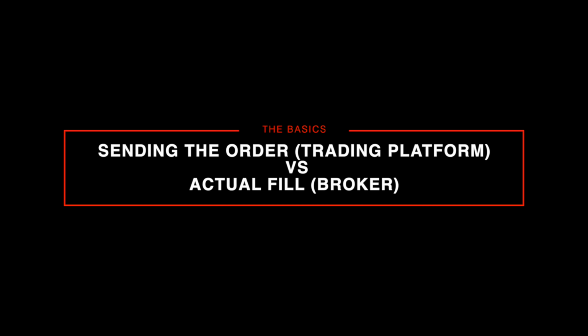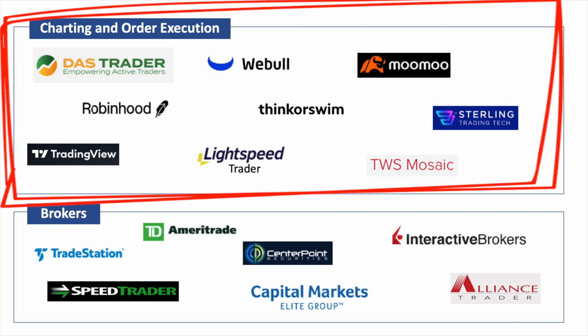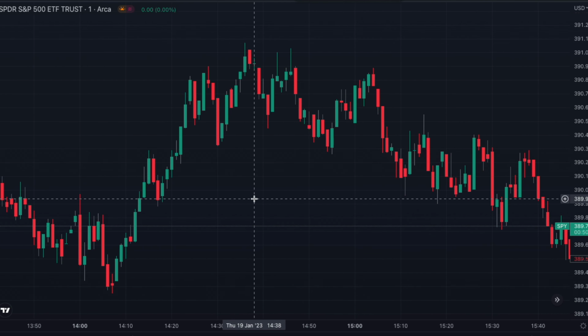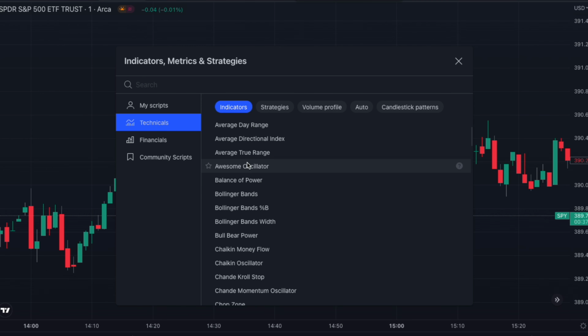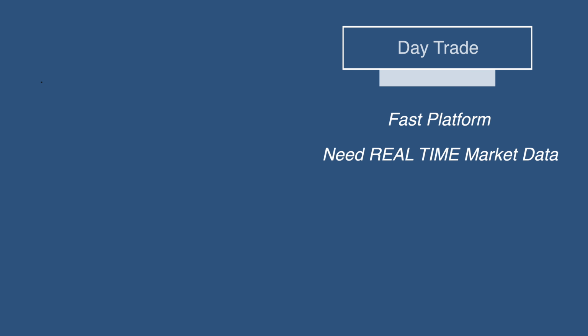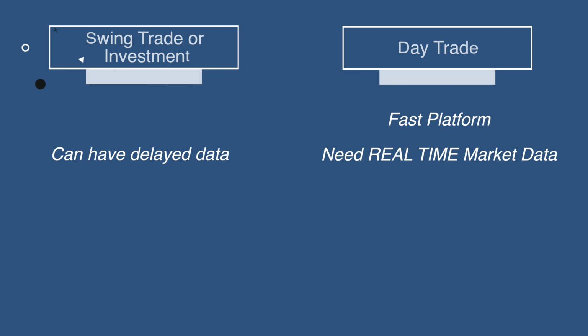Sending the order via trading platform versus actual fill via broker. For day trading, you would use a trading platform like DasTrader, Thinkorswim, TradingView, TWS, etc. This platform is used to fetch real-time market data, view charts and various technical indicators, set up trading scripts or hotkeys, enter and exit trades, and so on. You need a platform that is fast, especially with day trading, and you need real-time market data. In swing trading or longer-term investing, it's absolutely fine with some delay, but not in day trading, as you need to get in and out of a position in a matter of minutes and seconds.